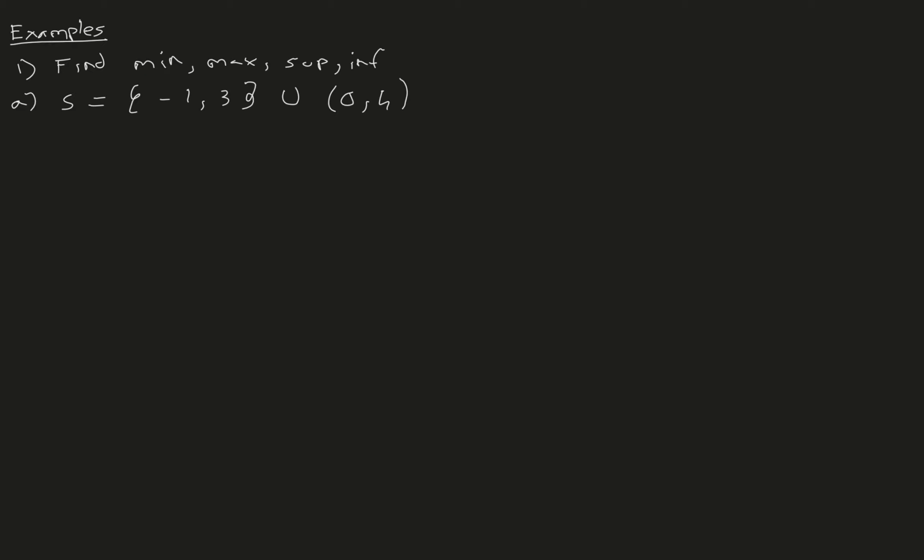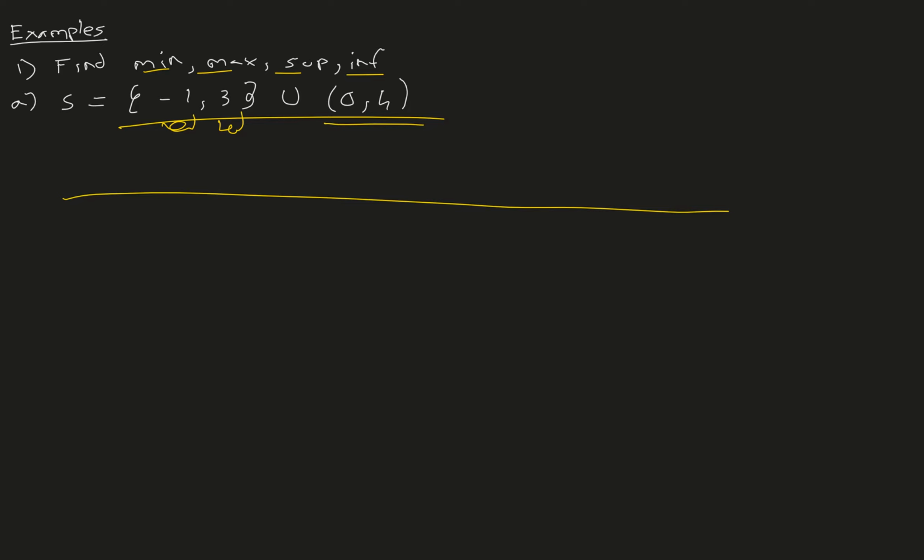So we're told to find the minimum, maximum, supremum, and the infimum of the following set. Whenever you're doing such questions, it's always good to draw it on a number line to see what is happening. So we're told that these two elements union 0, 4. Let me draw the number line to make this less blurry and see what's happening.